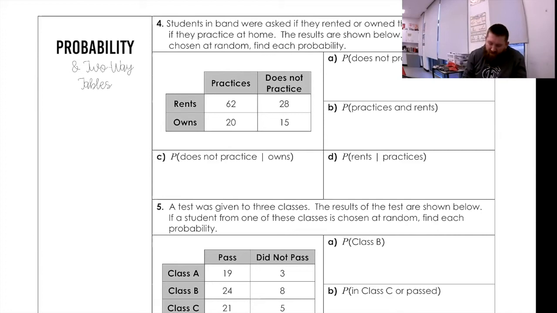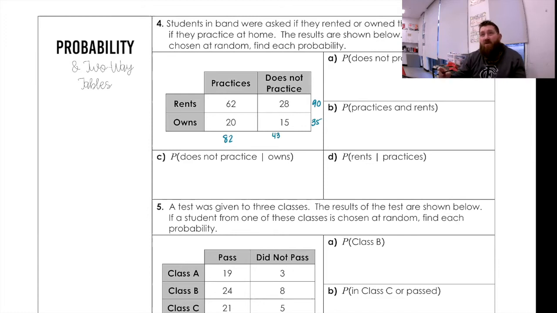62 and 20 is 82. 28 and 15 is 43. 62 and 28 should be 90. And then 15 and 25 is 35. I'm just getting the marginal frequency because I see that given, and it's going to help us out a little bit without having to do those extra practices.